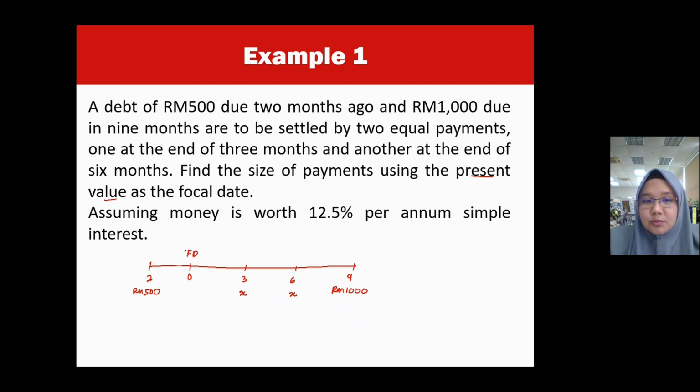The second step is we need to bring all the debts and payments to the focal date. So we make it like this, here, to the focal date. So this is the debt, right? Normally, all the left-hand side is the present, and this is the future value. Okay. And then the third month, this is the payment.